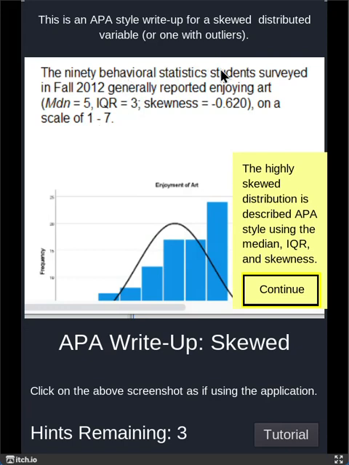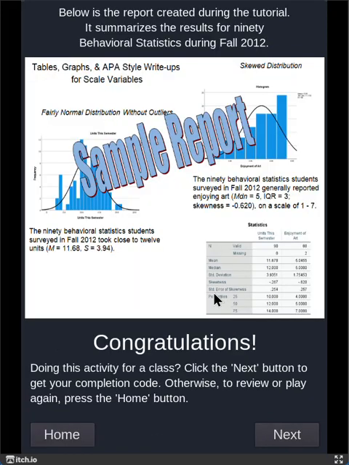So who was it? Behavioral statistics students. How many? 90. When did this take place? Fall 2012. What was the general result? It was that they liked art. Give me the specifics, and here it is. And again, we want to keep it short and succinct and clear. All right. So click continue, and hey, it's done.